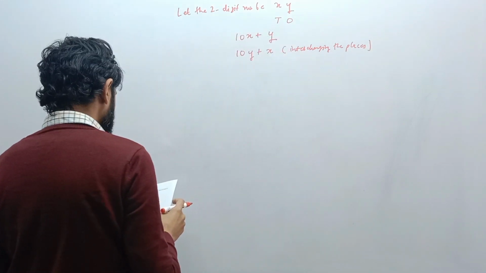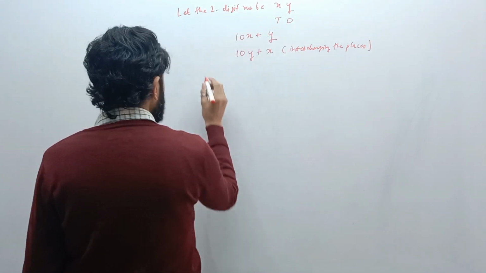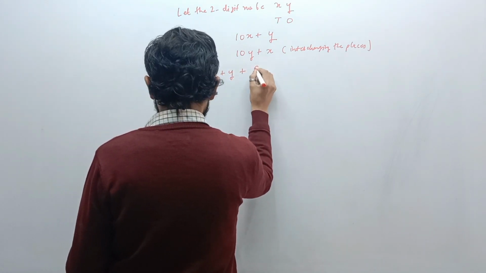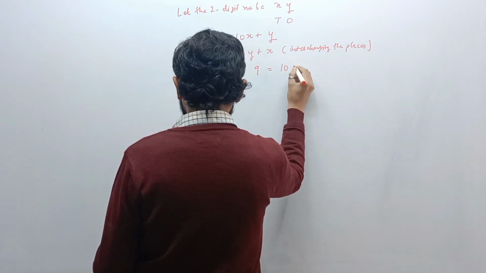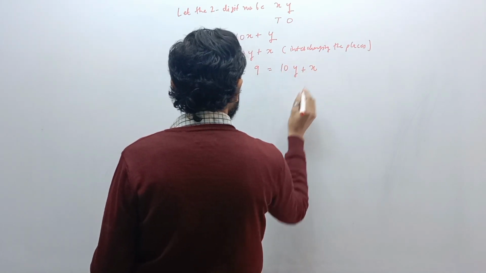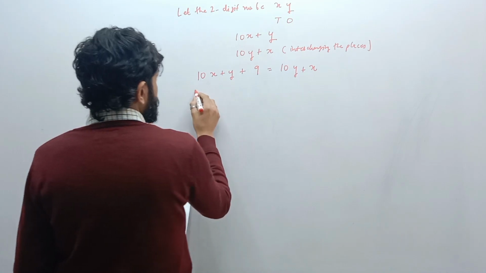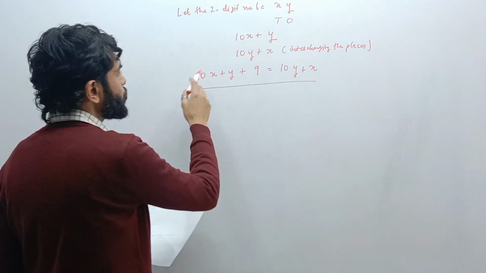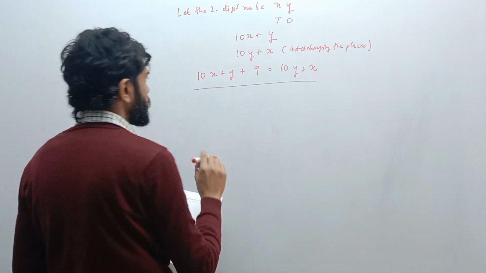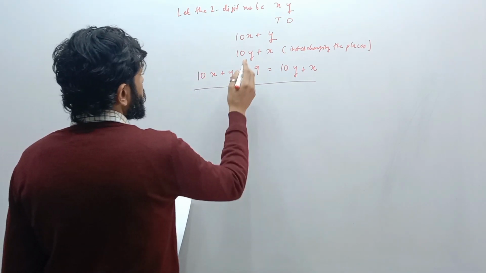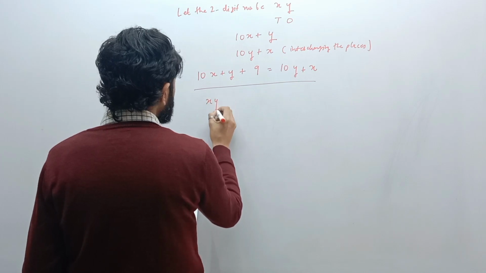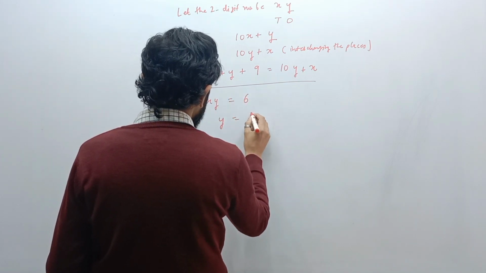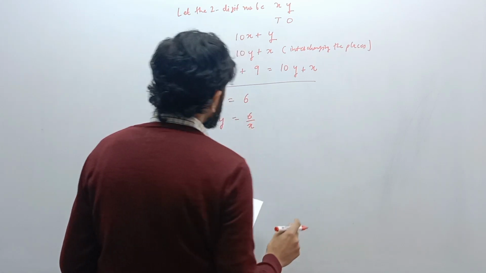Now the second condition is given that 10x plus y plus 9 is equal to 10y plus x. This is the most important step. Here, using the condition, you have to frame an equation. Now, it is also given the product of two numbers x, y is equal to 6. So, y becomes 6 upon x.